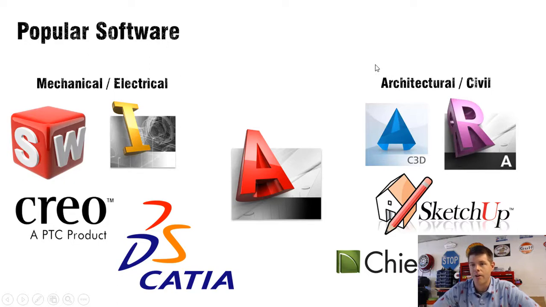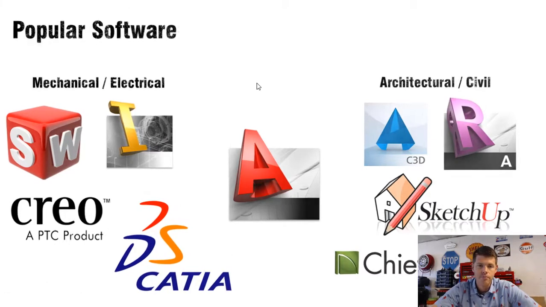So for architectural and civil engineering, these are some programs that you'll see used there. Revit is by far the most popular architectural software. Autodesk Civil 3D is really popular for civil engineering. You might see some other smaller architectural programs like SketchUp or Chief Architect. But Revit has a big foothold on the architectural industry. So the two big ones for architecture really still are AutoCAD and Revit. They're the two go-tos. But these are a bunch of different software programs that you'll probably hear the names getting tossed around.